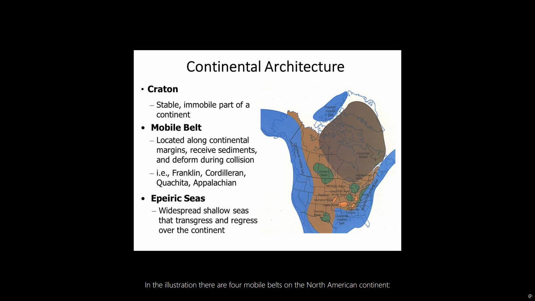In this illustration, there are four mobile belts on the North American continent: the Appalachian in the east, Cordilleran in the west, Franklin in the north, and the Ouachita in the south. One other term we need to know is the term epeiric seas. Epeiric seas are widespread, shallow seas that transgress and regress over the continents through time.